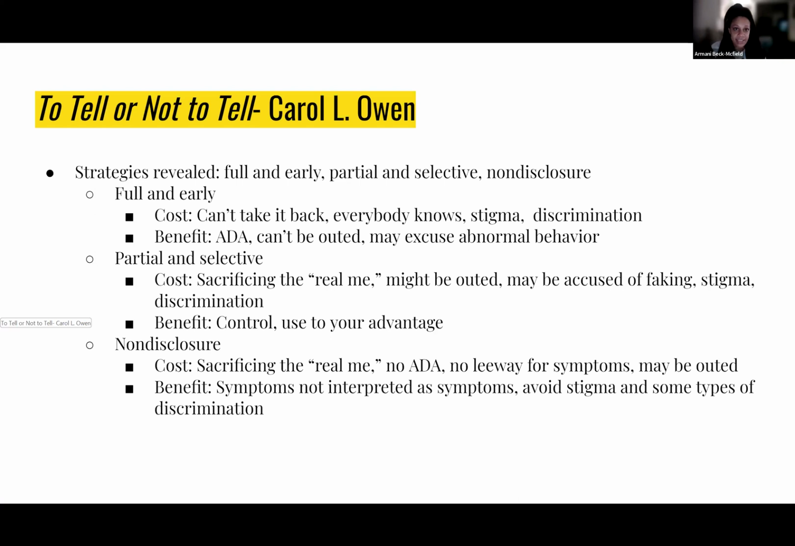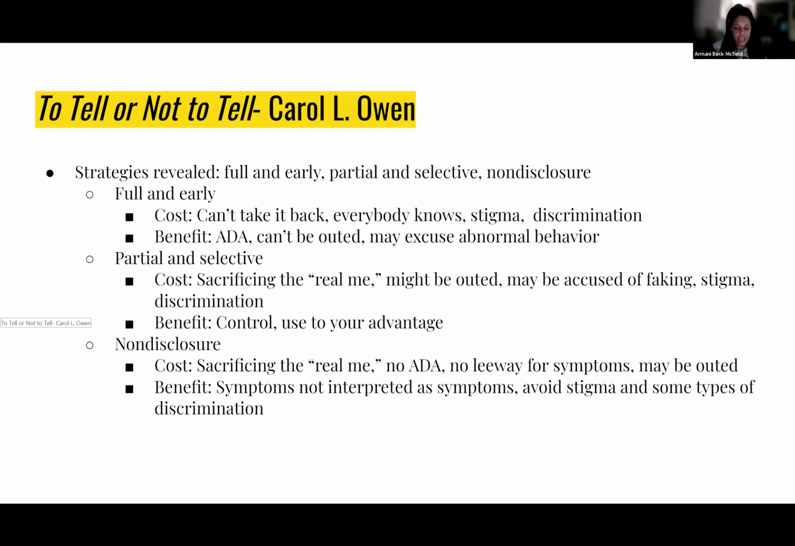Partial and selective. A cost of only telling certain people, you kind of sacrifice the real me. Not everybody knows who you are. You could still be outed. You might be accused of faking because you're only telling some people. Maybe you're only telling people when it seems like it's advantageous to you. You can still experience stigma and discrimination. The benefit then is that you have more control and you can use it to your advantage.